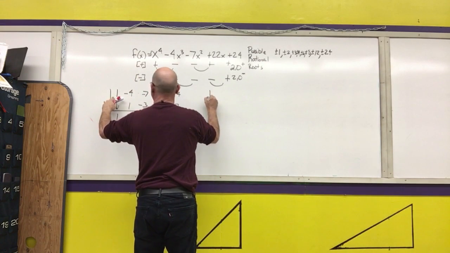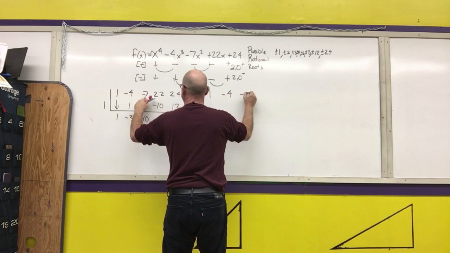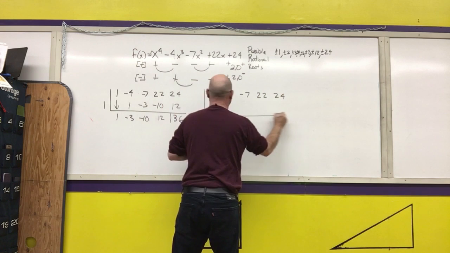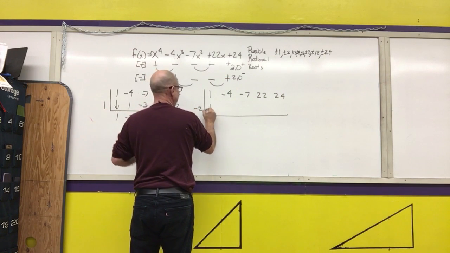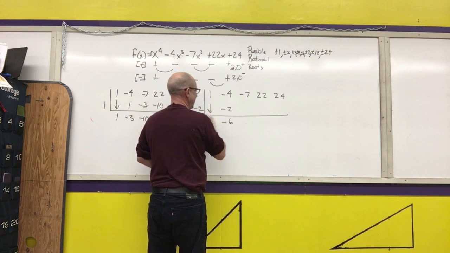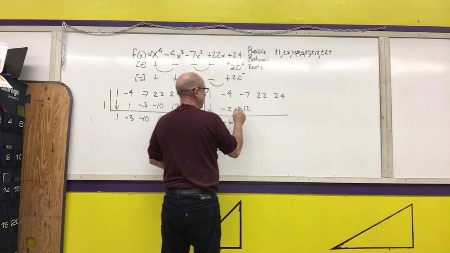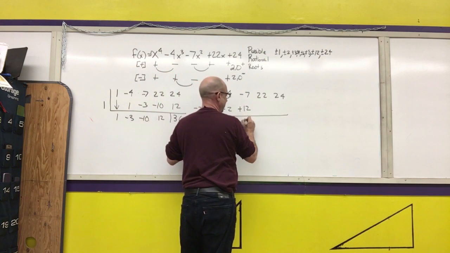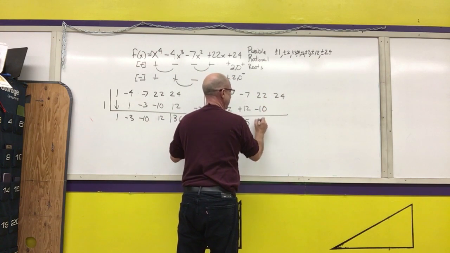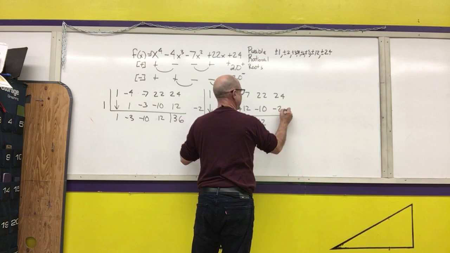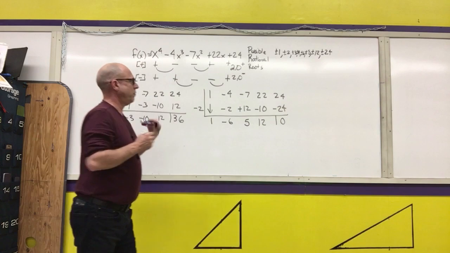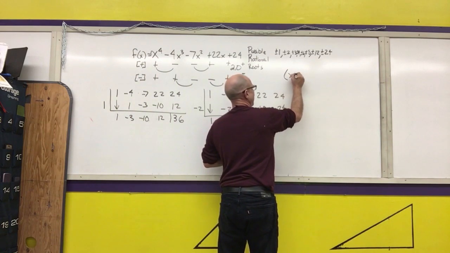So copy again. And I'm going to try a negative 2. Copy, multiply, add, multiply. It's a positive 12, add, multiply, add, multiply, add. I did get a 0. So I know one of my factors is x minus 2.